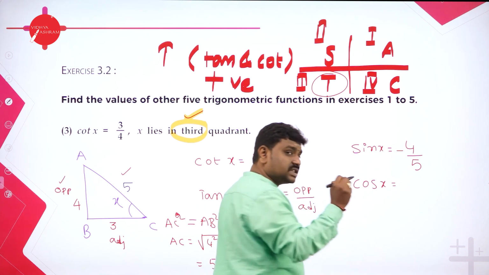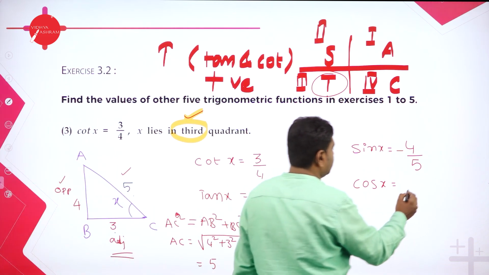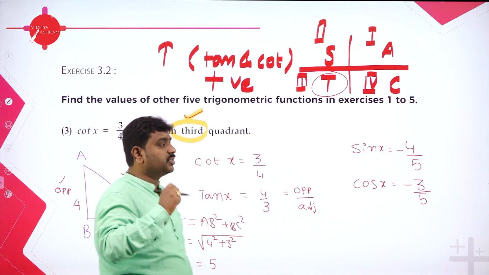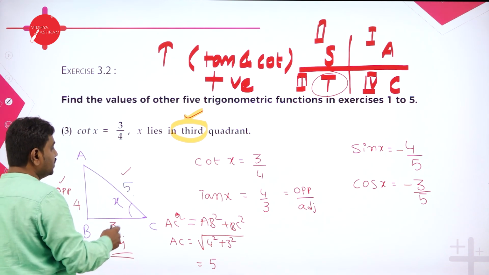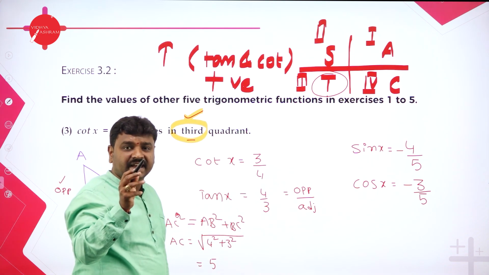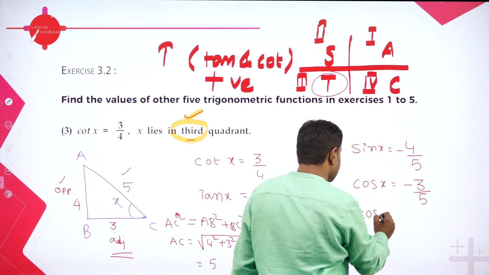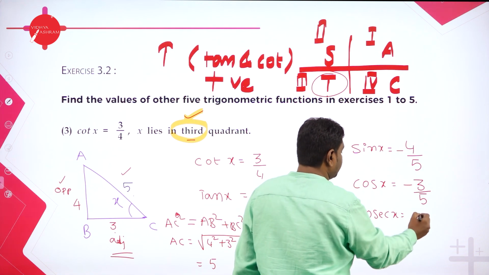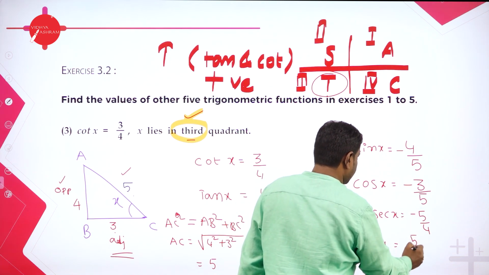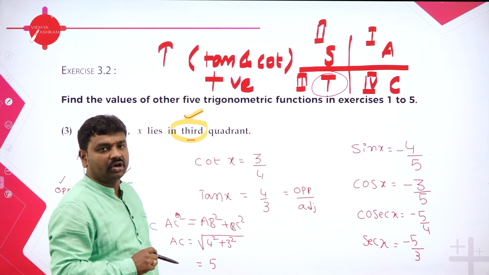Then cos. What is cos? Adjacent by hypotenuse. This is adjacent, that is 3. Hypotenuse is 5. So 3 by 5, and this is also negative because x lies in the third quadrant. Sine and cos are negative. The reciprocal of sine is cosecant, so reverse it, 5 by 4 negative again. And secant is the reciprocal of cos, 5 by 3 negative. So all trigonometric functions you got.